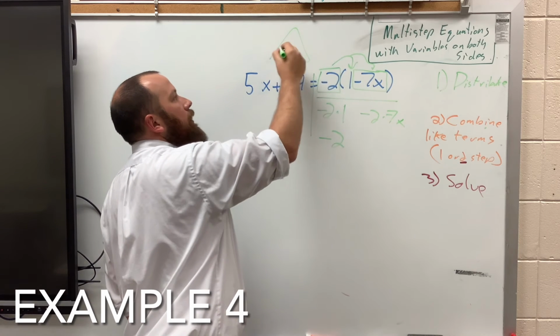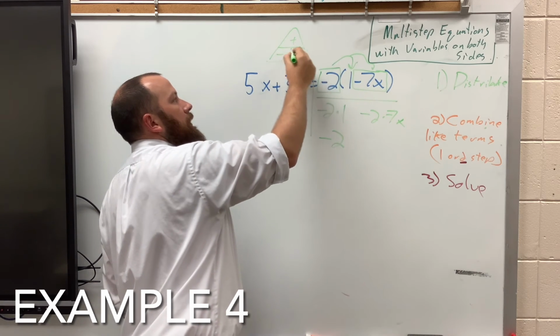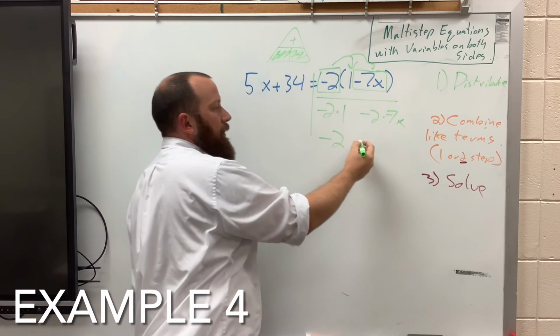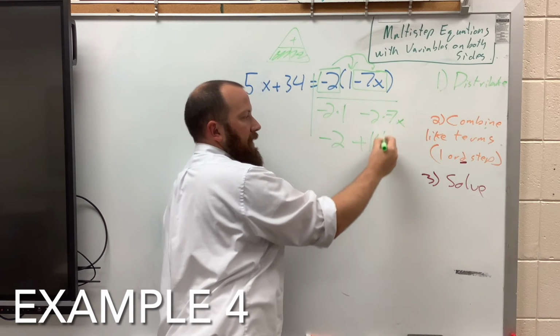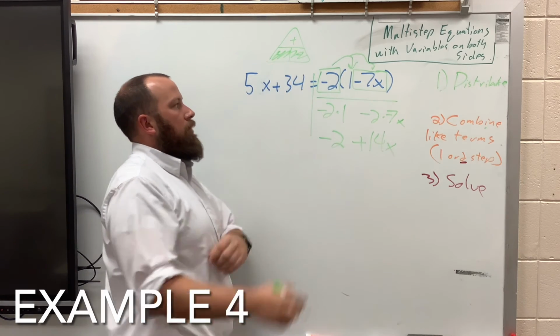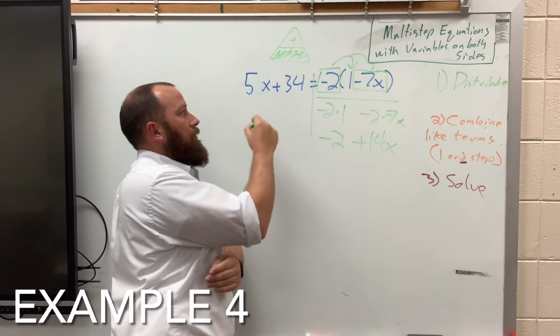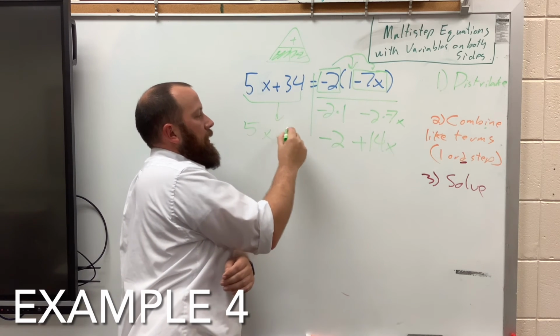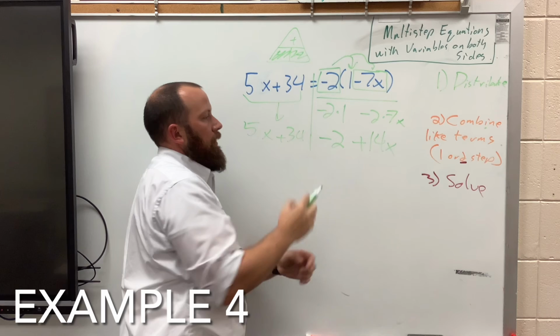And if you look at the triangle, all right, I have 2 negatives, so that gives me a positive left over, so that gives me +14x. People are still having trouble with integers. If you're having trouble with integers, there's a video for it. Bring this all down. 5x plus 34.